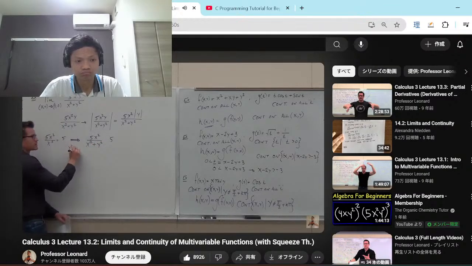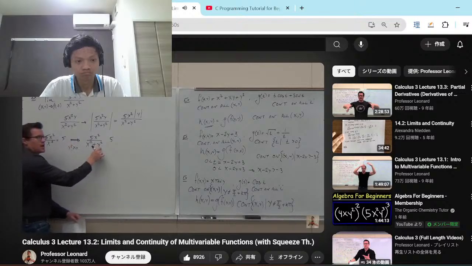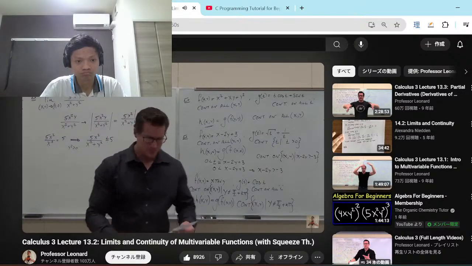So since y squared is greater than or equal to 0, if this equals 5, and I add something to the denominator, I make the denominator bigger, I make the fraction smaller, it's got to be less than 5, or at most equal to 5. Head nod if you're okay with that one. Okay, we're going to use it in a second.